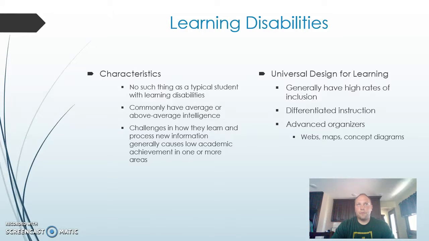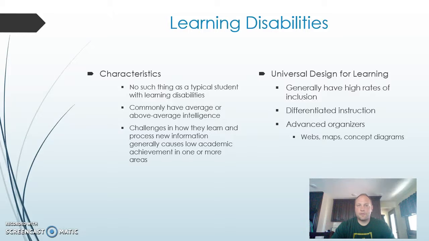Key is to find out what's triggering them, what can you do to help them learn that specific subject. That'll fall in line with some of these universal design for learning ideas. One is these students generally have high rates of inclusion. One very important one is differentiated instruction. Like I said, find out the area that they're struggling in, how you can help them. If they struggle with reading, can you supply them with an audiobook or a visual representation? Record your lectures so they can watch it on YouTube again.